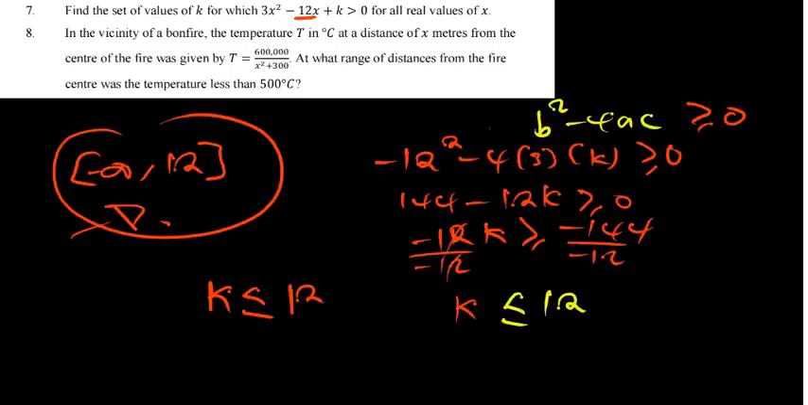No questions. Okay, cool. Let's now do question 8. Question 8 now, this is application of inequality. So we are saying, in the vicinity of a bonfire, the temperature T in degrees Celsius at a distance of X meters from the center of the fire was given by T is equal to 600,000 divided by x squared plus 300. At what length of distance from the fire center was the temperature less than 500 degrees Celsius? They are even giving you to say less than 500.